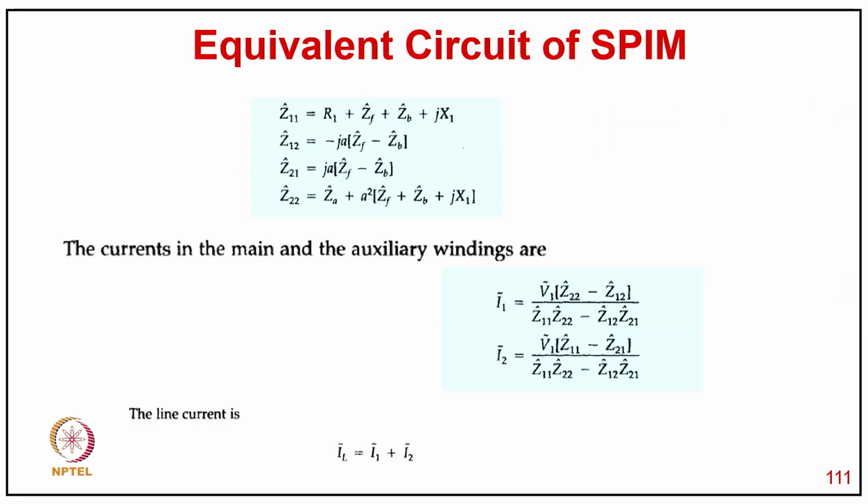So now we can say Z11 is R1 plus Z_F plus Z_B plus jX1, and Z12 is minus jA (Z_F minus Z_B), and Z21 again jA (Z_F minus Z_B), and Z22 is Z_A plus A squared (Z_F plus Z_B) plus jX1. The current in the main and auxiliary winding will be calculated from there.